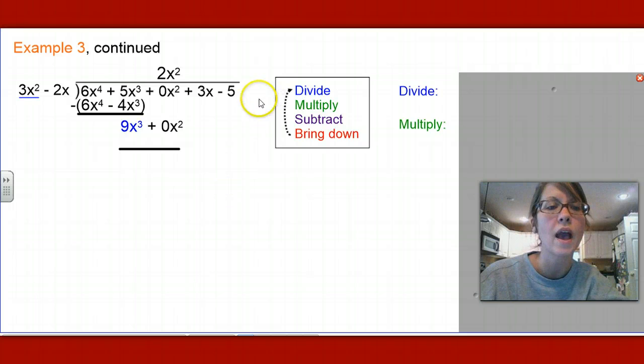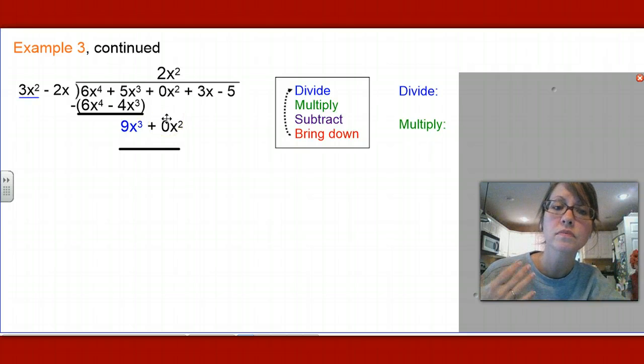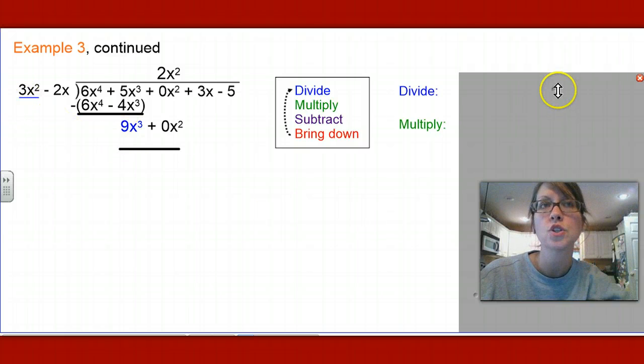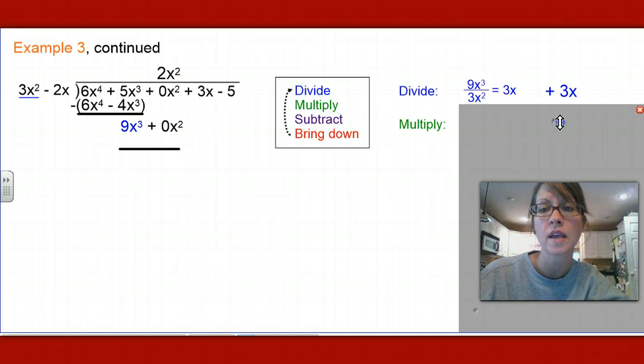Okay, so we have the 2x squared still up there. Here's the 9x cubed, and here's that subtract that I asked you to envision before. And here's the bring down the 0x squared. Now, if you bring down, you probably have to start all over again, or at least we should try. So we start with divide again. This time, it's this lead term that we're down to inside. This 9x cubed, still dividing by the 3x squared, to give us 3x.